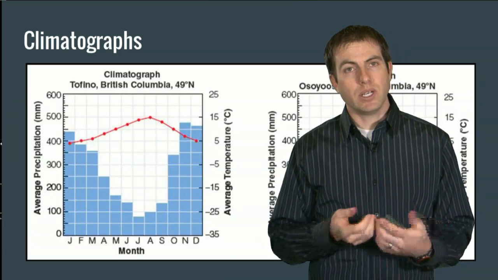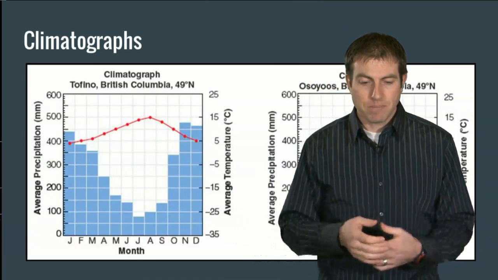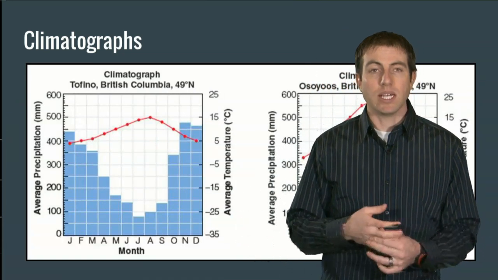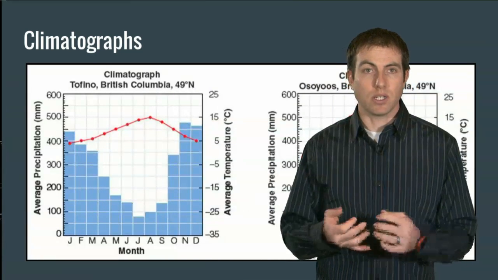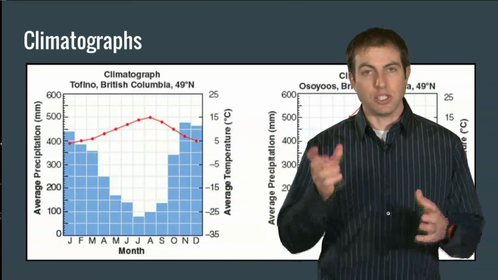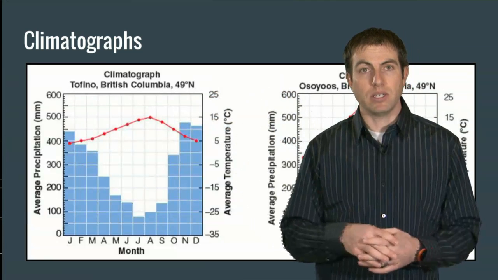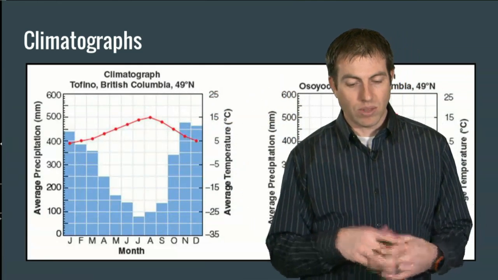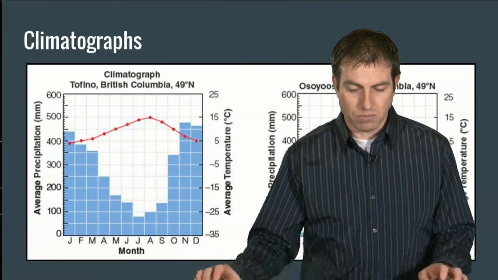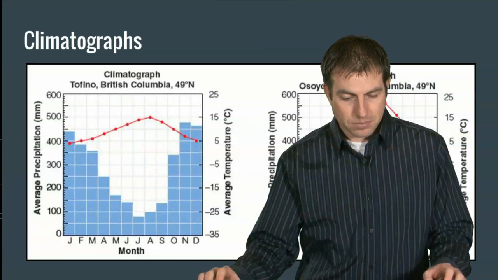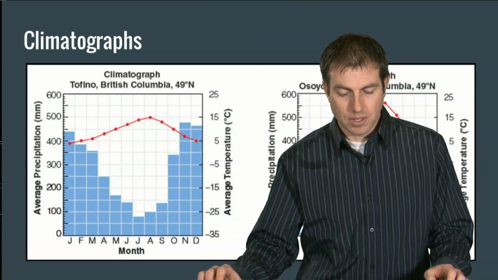So the two examples here are Tofino and Osoyoos. Why is Osoyoos so dry? Well, it has mountains to shield it. You have the coast mountains and all these things, and the jet stream is a little bit above it in terms of north. So that's why Osoyoos doesn't receive as much rainfall, but the temperature is really similar to Tofino.